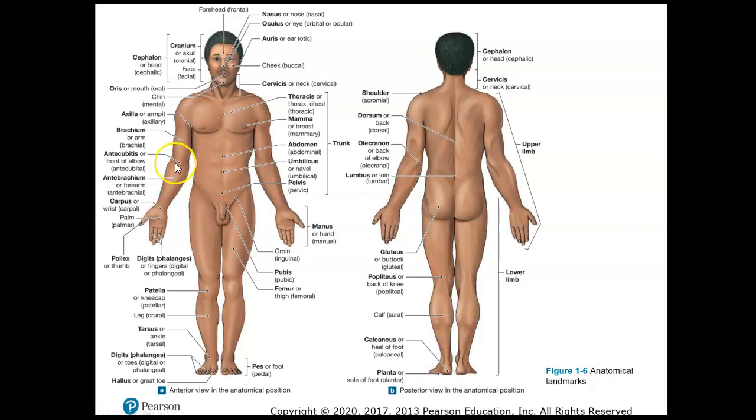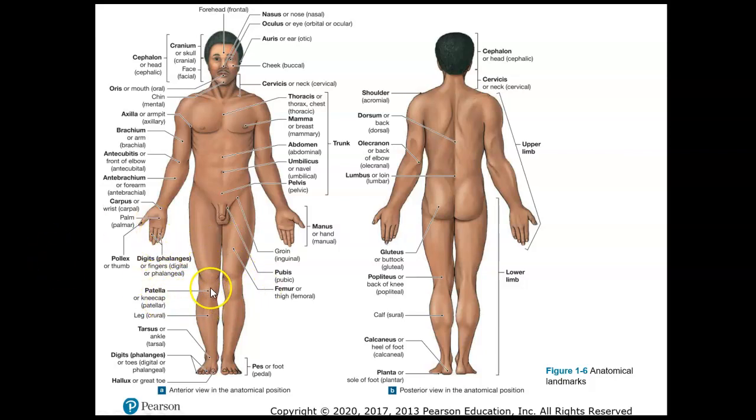The bend in the elbow, the front of the elbow, is the antecubitus or antecubital region. The forearm is the antebrachium or antebrachial region. The wrist is the carpus or carpal region. The palm of the hand is the palm or palmar region. The thumb is the pollex. The fingers are the digits or phalanges, or you could say the digital or phalangeal region.